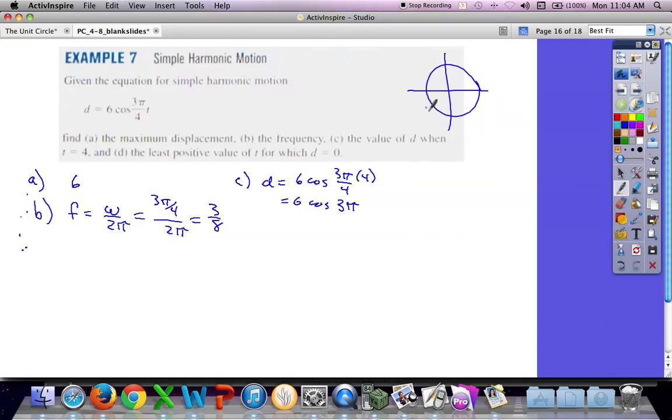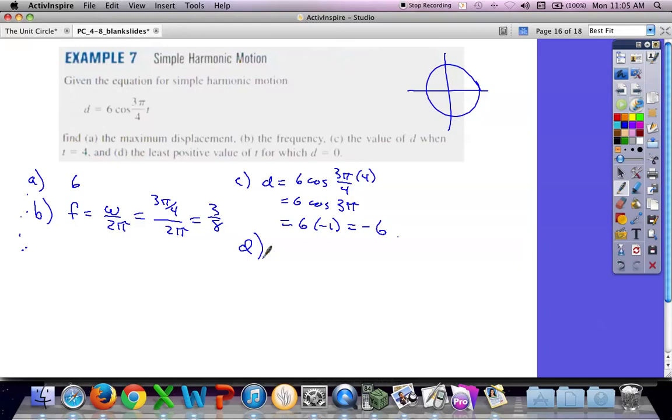One time around is 2 pi, whereas 3 pi is at 180 degrees, right? That's 3 pi. Every time around is 2 pi, so that's 1.5 times around. What is the cosine? -1. 6 times -1 is -6.